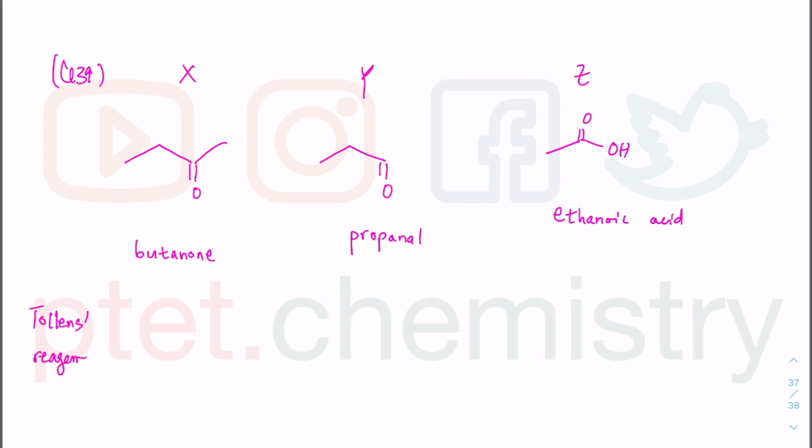Tollens reagent can only oxidize aldehyde, so we're looking just for aldehyde, and our aldehyde is our propanal. So Y reacts with Tollens, not that and not that. So number 2 is correct. Okay. Did that come out alright? Yep, that came out alright.